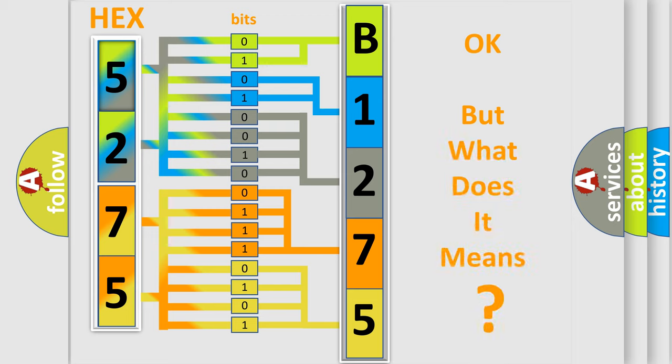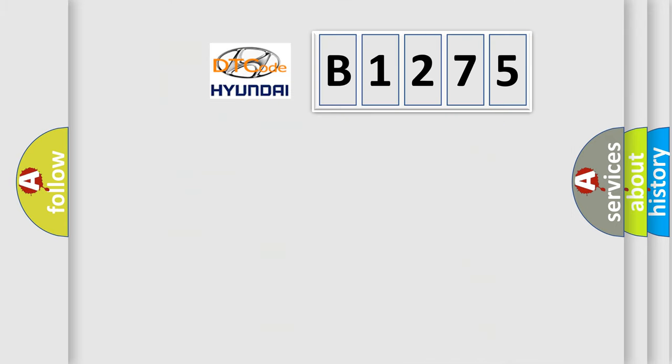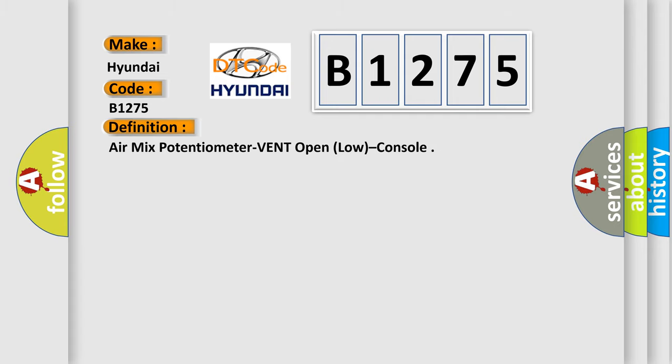The number itself does not make sense to us if we cannot assign information to what it actually expresses. So, what does the Diagnostic Trouble Code B1275 mean specifically for Hyundai? The basic definition is air mix potentiometer vent open, low console.